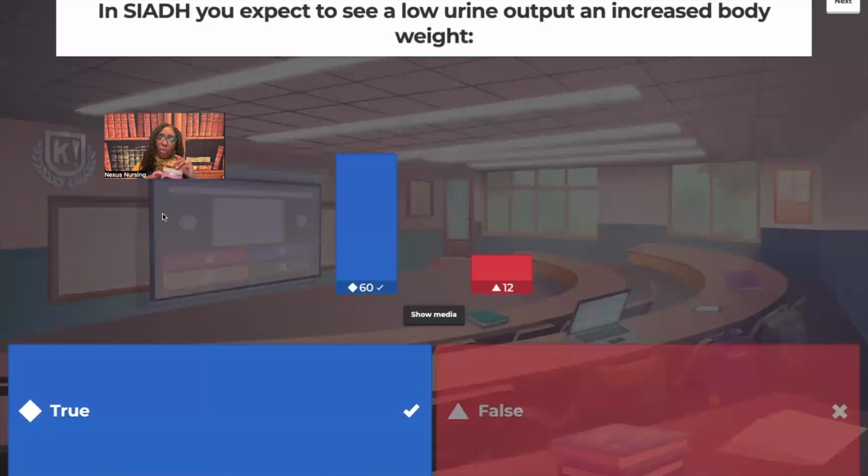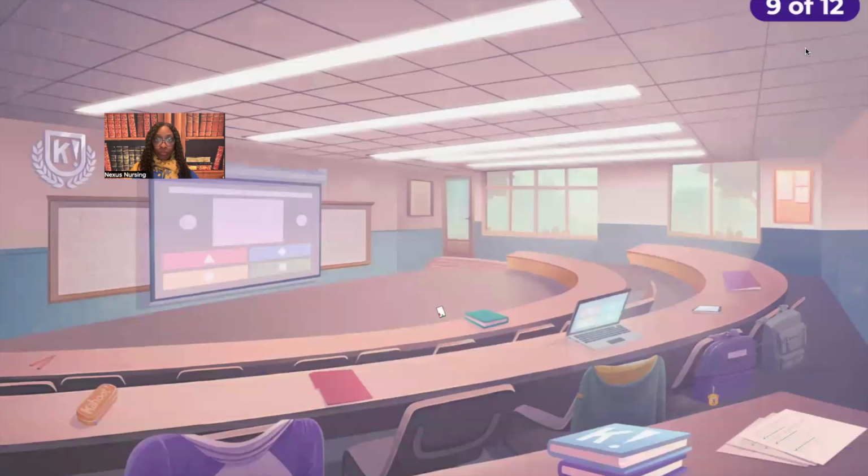Very good. True. By now, you guys have SIADH down packed. Way too much antidiuretic hormone. You're holding on to too much fluid. You're going to gain weight. But the fluid is in the vascular space. It's in the vessels, not in the tissues. So they're not going to look swollen. They're not going to be edematous.